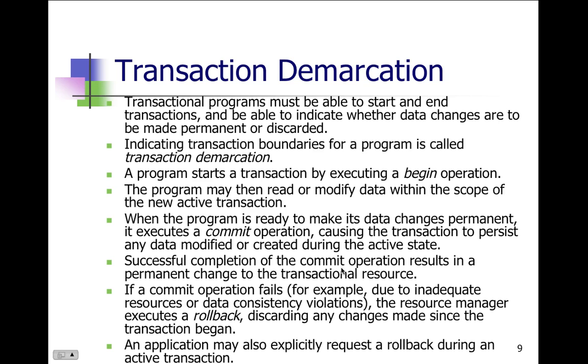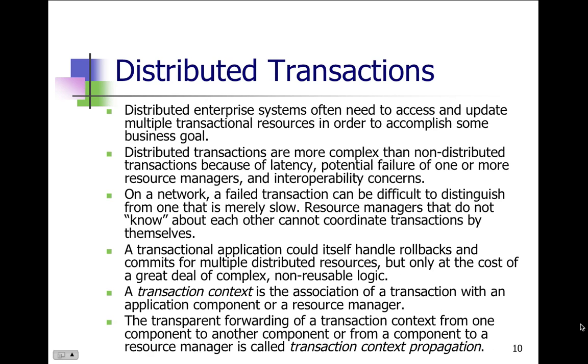So successful completion of a commit operation results in permanent change of the transactional resource. So if a commit operation fails, for example, due to inadequate resources or data inconsistency violations or any problem, the resource manager executes a rollback and discards the changes. And the application may also explicitly request a rollback during an active transaction if a customer decides to quit. The customer decides, I changed my mind, I don't want to do a withdrawal anymore. So it's already halfway through the transaction. If it hasn't saved anything yet, no problem. Just abort and then go back to where it was when it started.